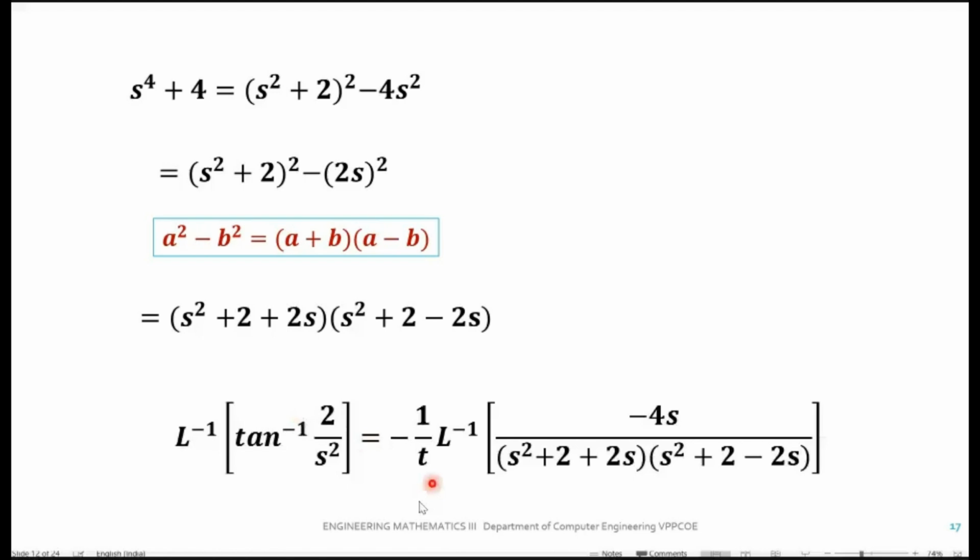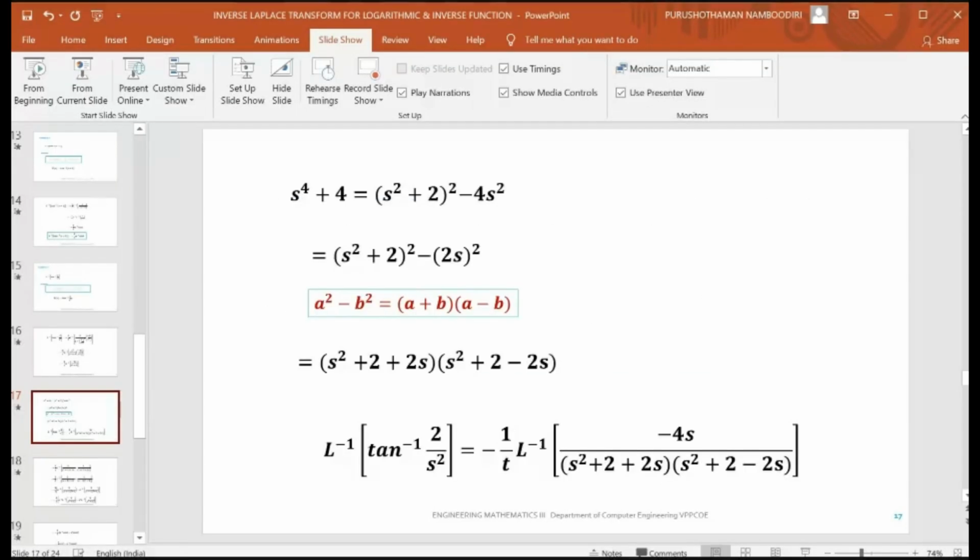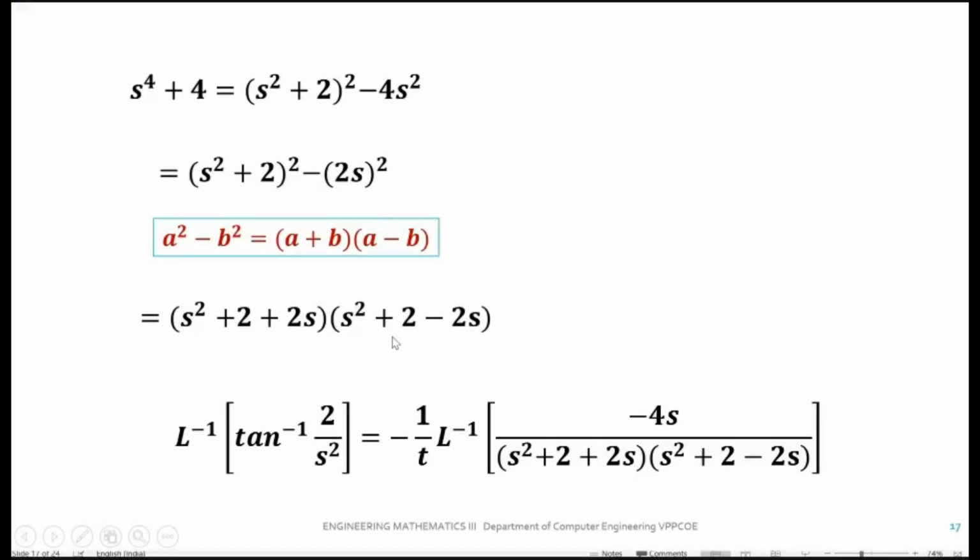Now minus 1 by t L inverse of minus 4s upon s square plus 2 plus 2s into s square plus 2 minus 2s. Okay, so now, any doubt in here? Clear, all of you? Yes.